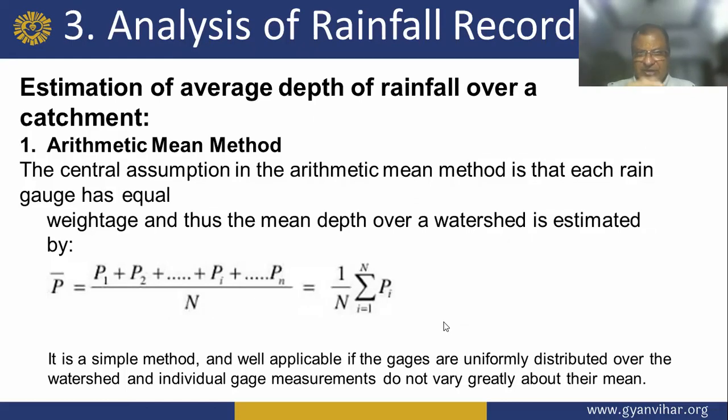Now, estimation of average depth of rainfall over a catchment. The arithmetic mean method: the central assumption is that each rain gauge has equal weighting, and the mean depth over the watershed is estimated by P1 plus P2 plus up to PN, divided by N.